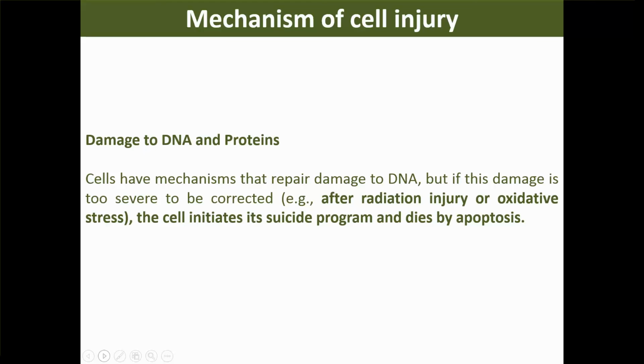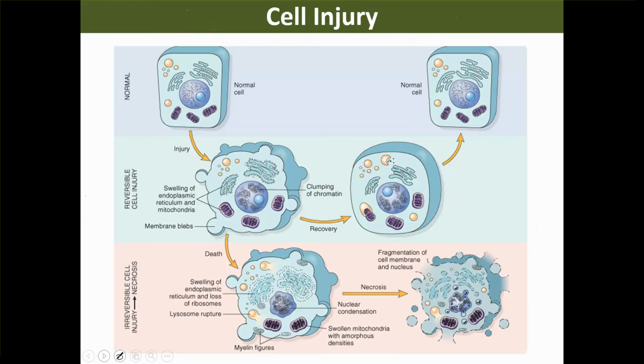Sometimes direct damage to the DNA, for example radiation injury or oxidative stress, can initiate the cell to go for suicide. That is called apoptosis. This type of cell death is called apoptosis.